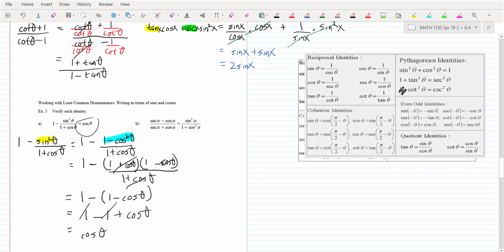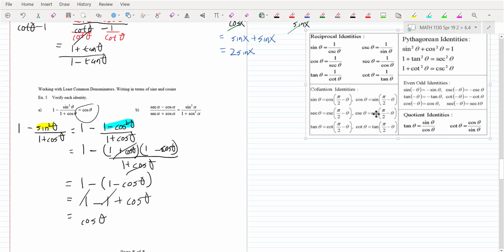Okay, this one, let's see. This one's kind of an interesting one. What I'm going to do on this one is start with the left-hand side, because it is a little bit more complicated. So we have secant theta minus cosine alpha over secant alpha plus cosine alpha. Now, a good strategy a lot of times is to get everything written with cosines and sines. So I'm going to change this secant to 1 over cosine. That's my initial thought.